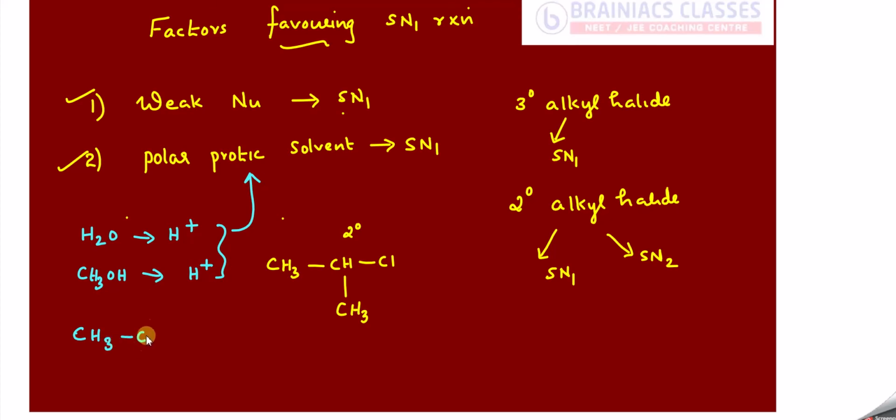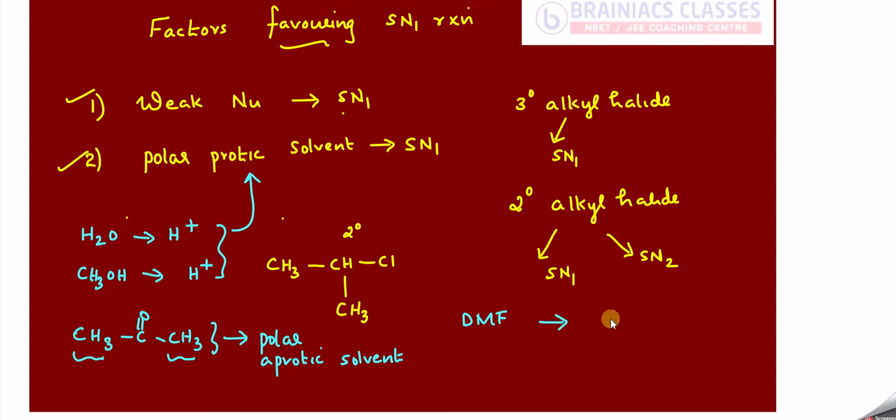Suppose they give acetone, CH3COCH3. I know that there is no H plus that can be donated. This hydrogen is not donatable because it is linked with the carbon, so it will undergo only free radical breaking. So there is no H plus to donate, and I can say this is a polar aprotic solvent. If it is a polar aprotic solvent, it will favor only which one? SN2 reaction. And there is another one called dimethyl formamide. This is another very important polar aprotic solvent.